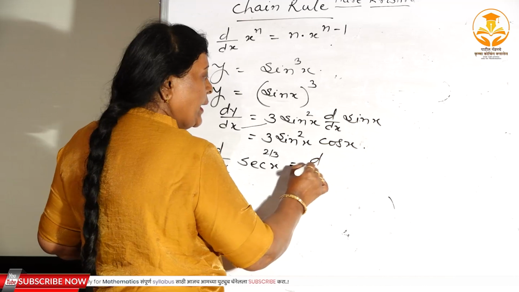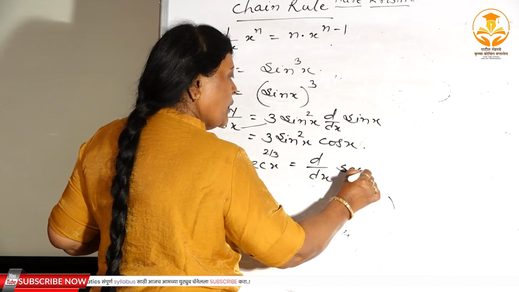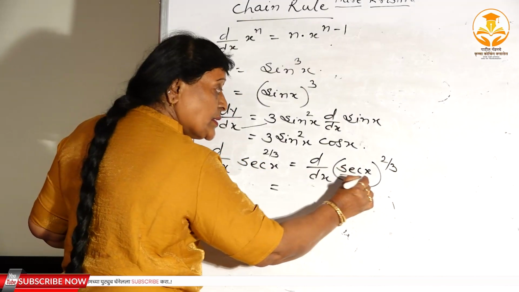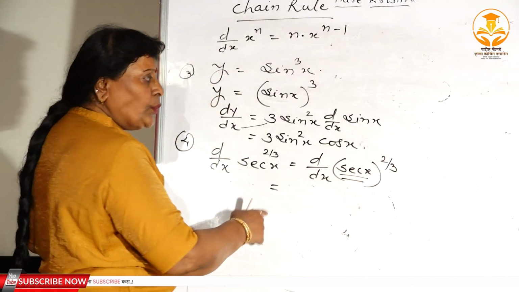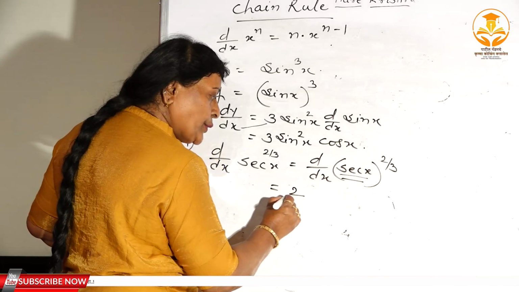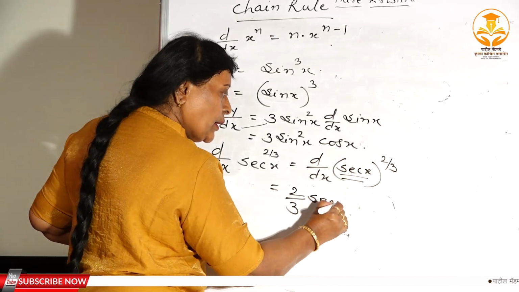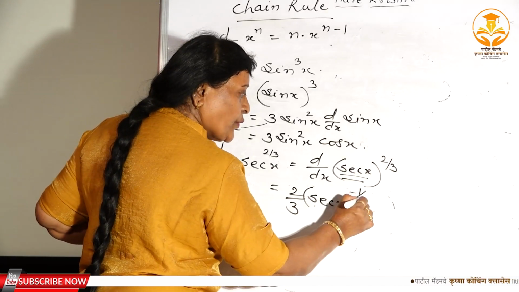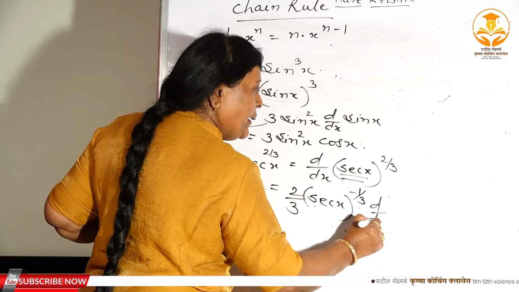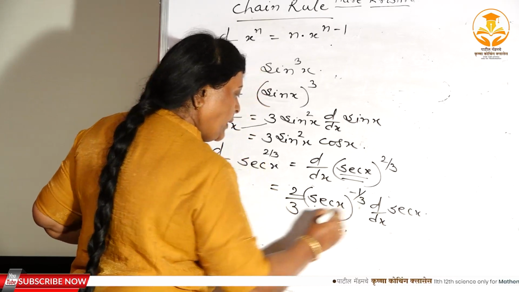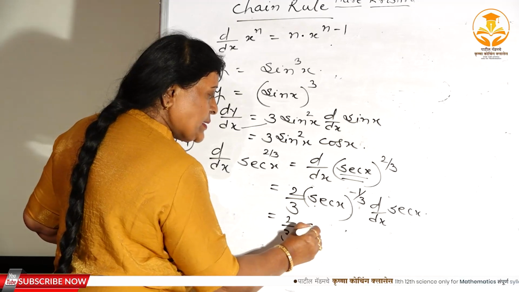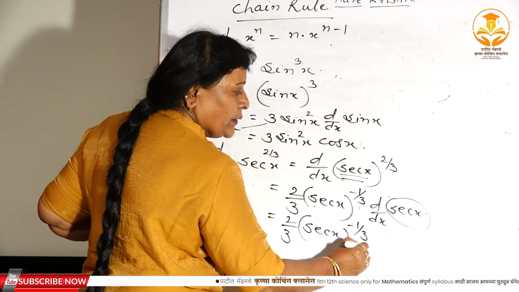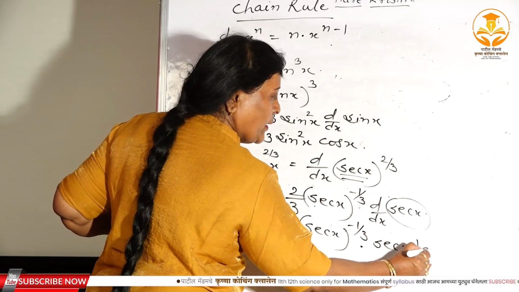Again, how will you do this? d/dx of sec x whole to the power 2 by 3, isn't it? Now again you have to consider this as u. The derivative of u to the power 2 by 3 is 2 by 3, u means sec x whole to the power 2 by 3 minus 1, means 2 minus 3, that is minus 1 by 3, and again you have to take d/dx of sec x. Right, again 2 by 3, this is sec x whole to the power minus 1 by 3, and what is the derivative of sec x? The derivative of sec x is sec x into tan x.